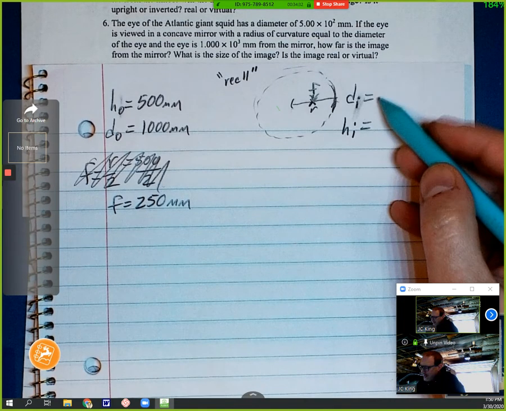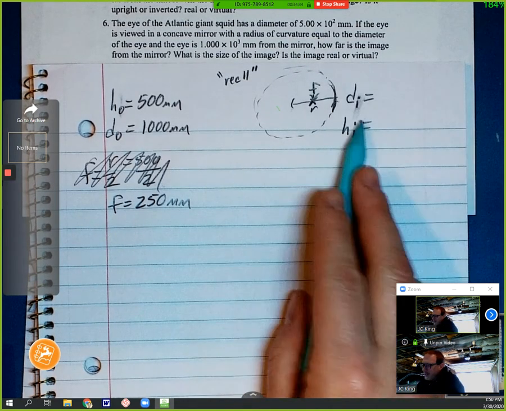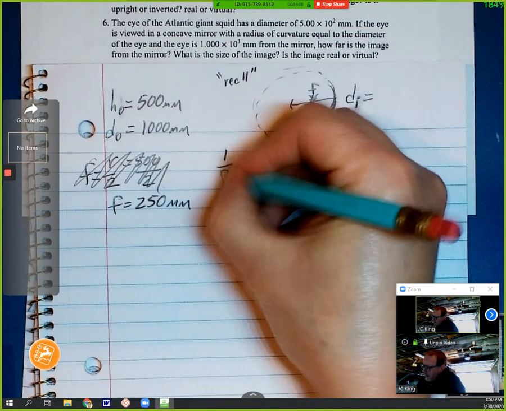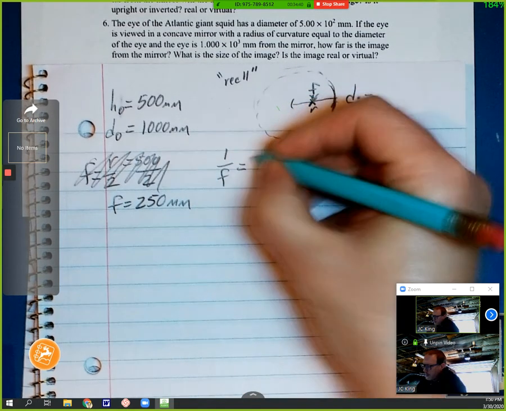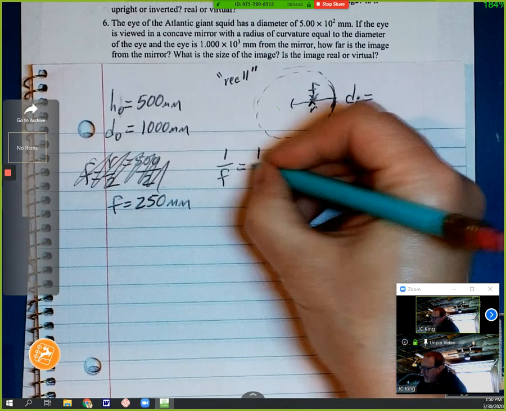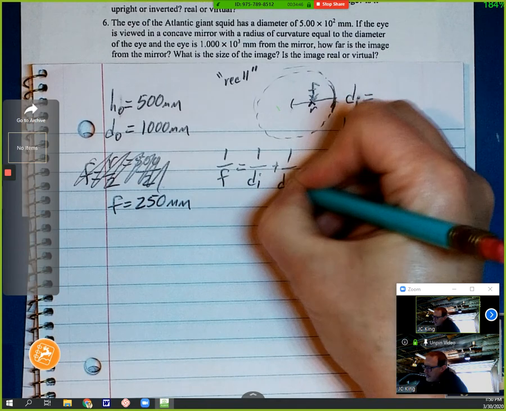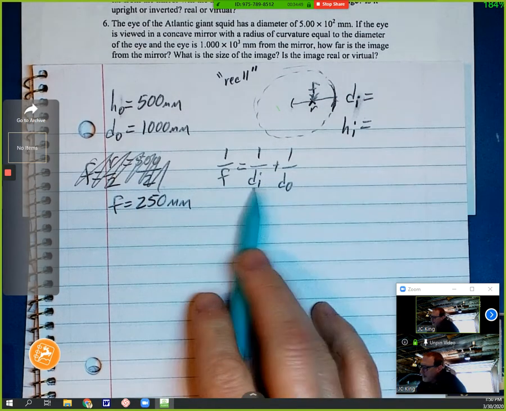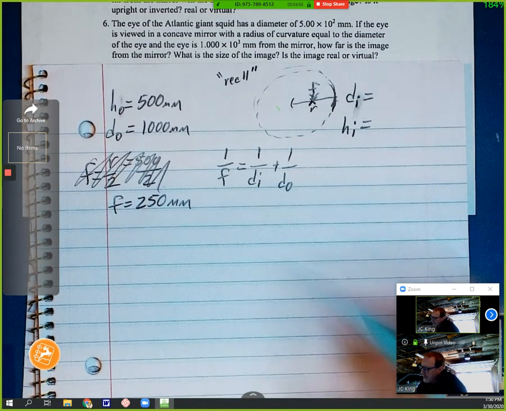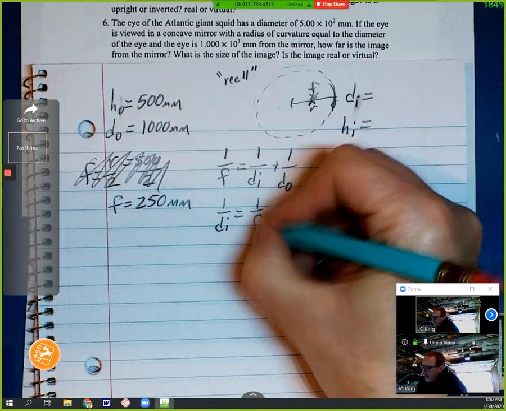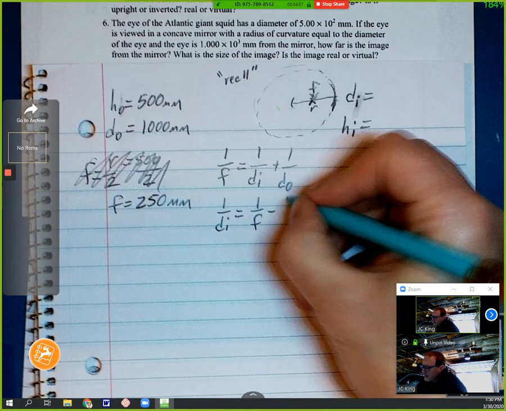So let's start off with our 1 over F equals 1 over DI plus 1 over DO. And again, we're going to flip it to where we can get DI by itself. So 1 over DI equals 1 over F minus 1 over DO.